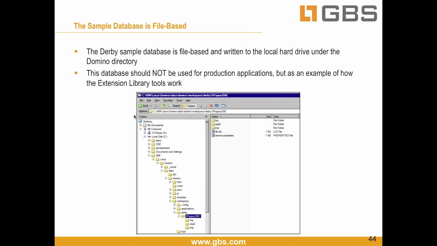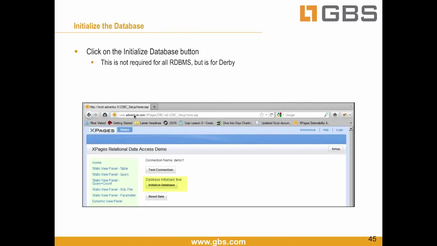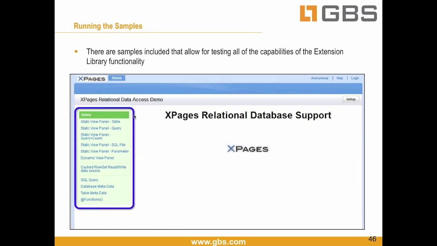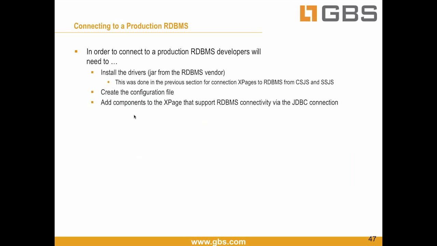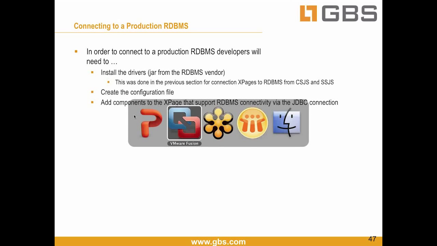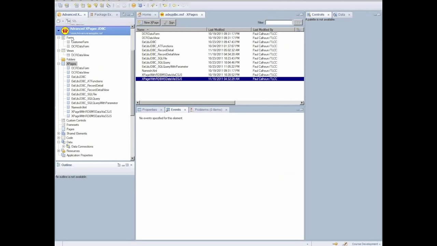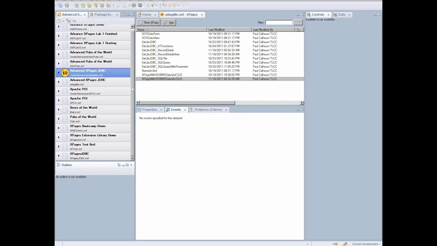So I'm going to show you how to use this, but then I'll also show you how to wire it up to a relational database like DB2, in our case, the DB2 Community Edition. So using the sample application, you can click the Initialize Database button. And again, that's not required for all relational databases. That's just Derby. That's going to create the tables. Once you've done that, then you can run any of the samples that are included there. Okay. So just real quick, we'll pop out over to our designer, and we have access to the XPages JDBC. Load that up.